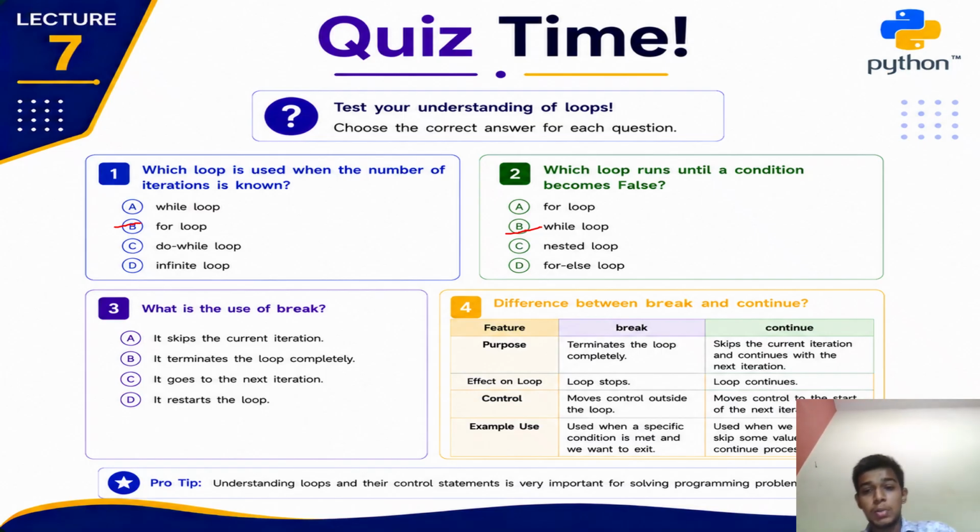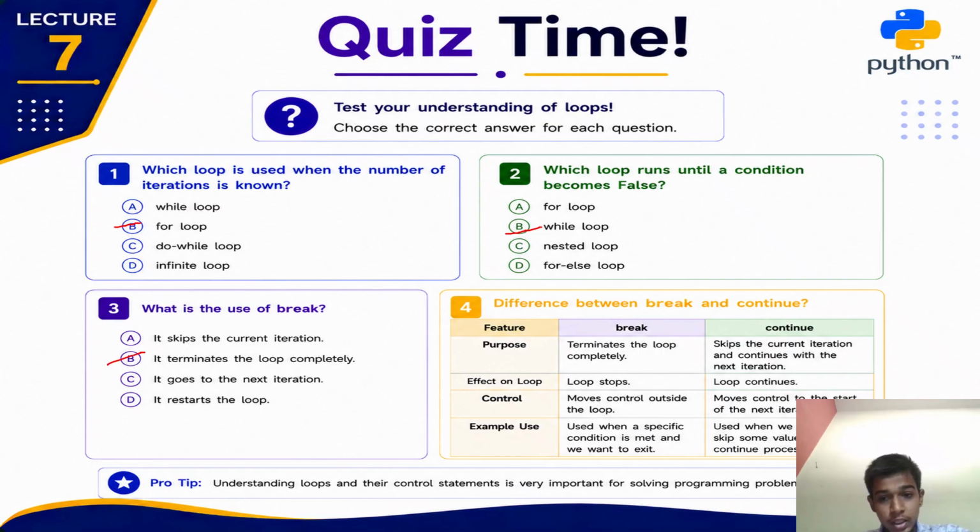Now coming to question number three. What is the use of the break statement? The options are it skips the current iteration, it terminates the loop completely, it goes to the next iteration, it restarts the loop. Now look at these options and try to think what will be the correct answer. Pause the video and tell the correct answer.